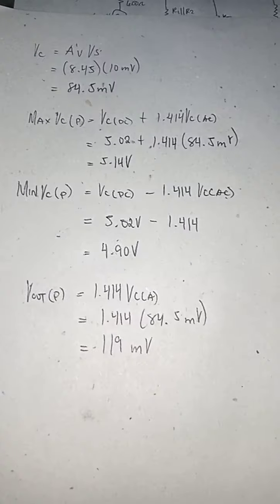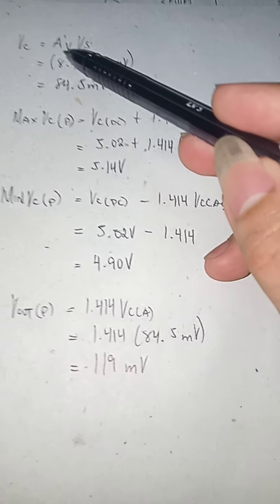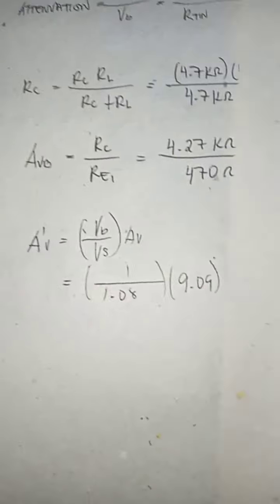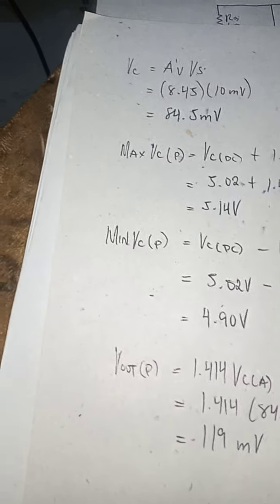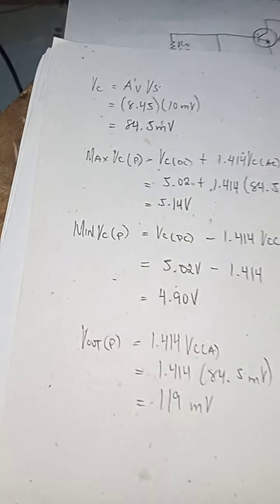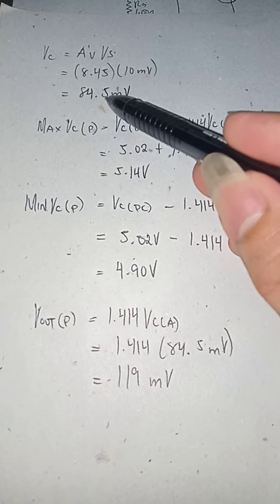To get the output collector voltage, we need to find the collector voltage AV. The overall gain of 8.45 times the VS, which is 10 millivolts, the power supply in the alternating current circuit, is equal to 84.5 millivolts.